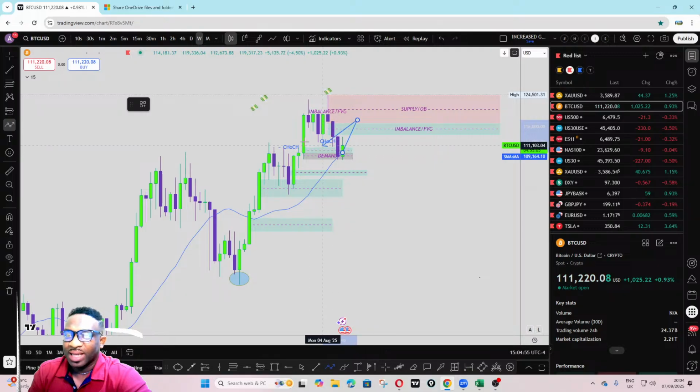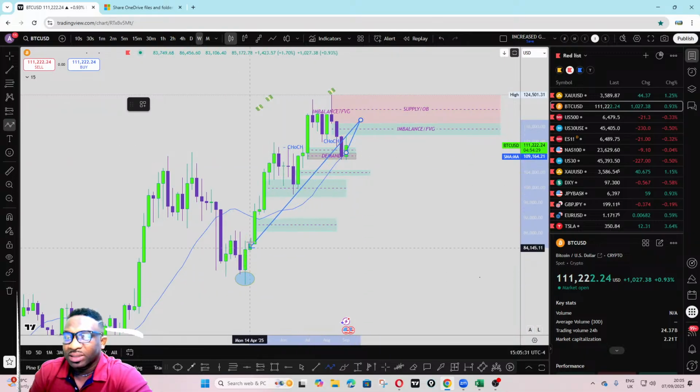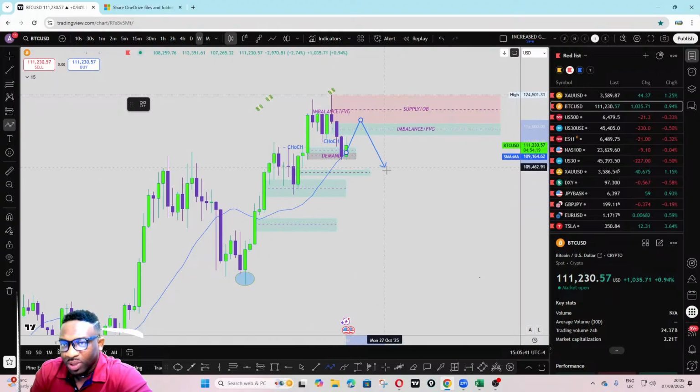It could be that, as it has tapped into this area, there could be sell limits from this zone. It will be a high risk trade. If we're taking a sell from here, it could be high risk because we can see that BTC has been on a bullish run. So we're just looking at the options we have here.